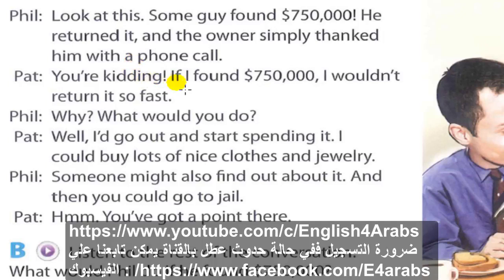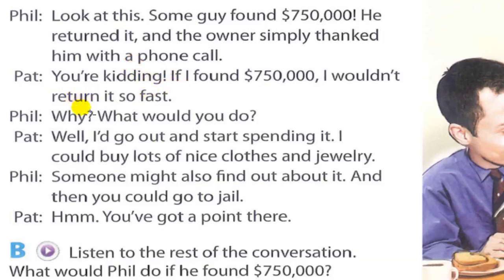What would Pat do if she found $750,000? She wouldn't return it so fast. She would go out and start spending the money. She could buy lots of nice clothes and jewelry. What about Phil? What would Phil do if he found $750,000? Phil would return the money to the owner. Why? Because someone might find out about it, and if Phil spends the money like Pat, he could go to jail. He could go to prison.